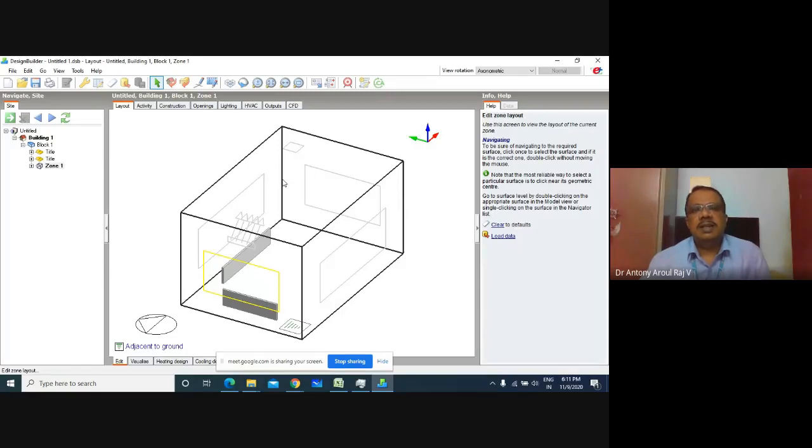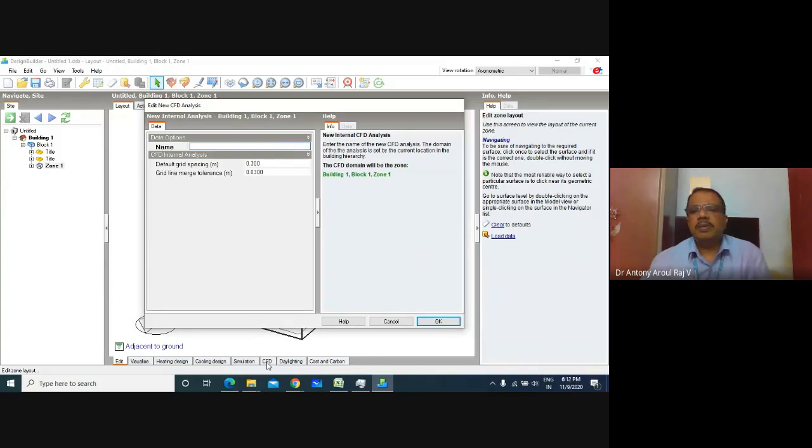Previously we did the meshing outside the building. Now we will be doing the meshing inside the building, or inside the room. There are various types of boundary conditions, especially for inside, that we have to see. First, I will take the problem.